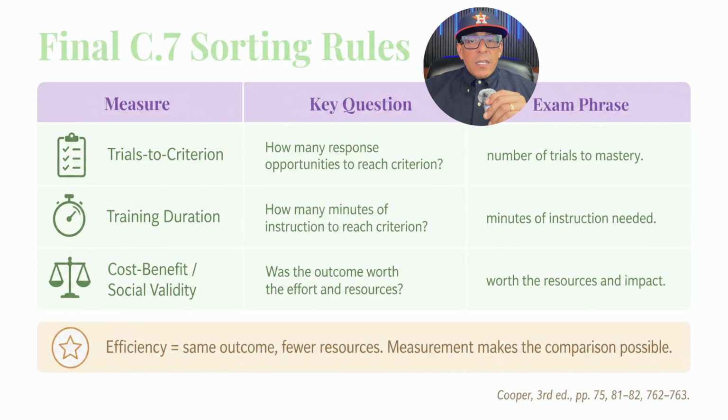So let's recap. For C7, trials to criterion measures the number of response opportunities needed to reach a predetermined performance level, and training duration can be measured as minutes of instruction needed to reach that criterion. Efficiency also connects to time, resources, and cost-benefit ratios when comparing instructional methods or evaluating whether a proposed intervention is worth doing.